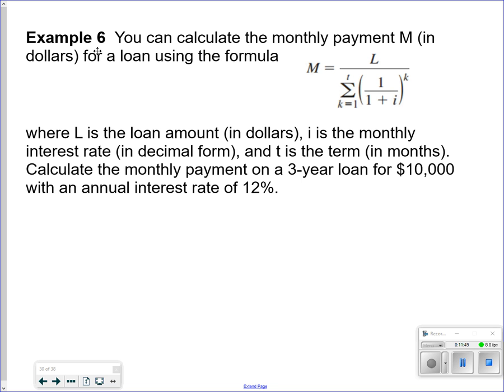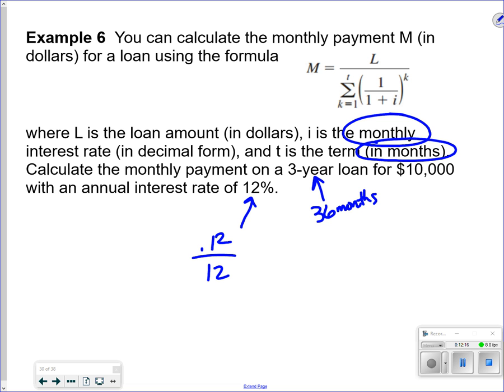Now, there is a little bit of a quirk here, and they're not being very nice. I is the monthly interest rate, and T is the term in months. So now they're taking out a 3-year loan. So that is not 3 in our formula. It's 36 months. So I multiply 12 months in a year. And the interest rate is the annual interest rate or a yearly interest rate. So 12% divided by 12. So again, it's not very nice in that respect. So, which is 0.01. It's giving you this information in years, but asking for it in months.